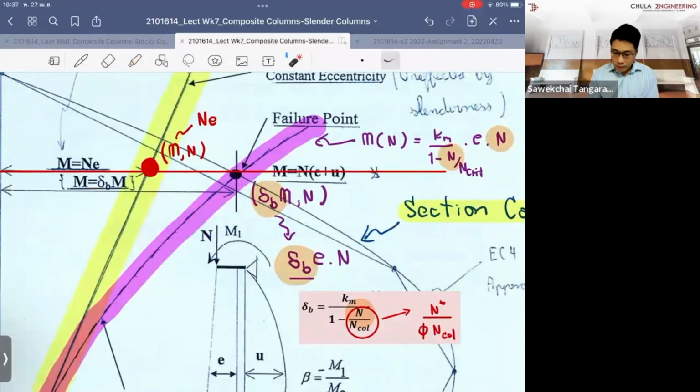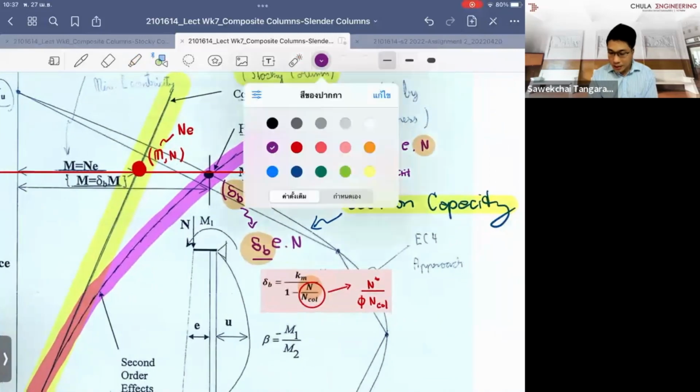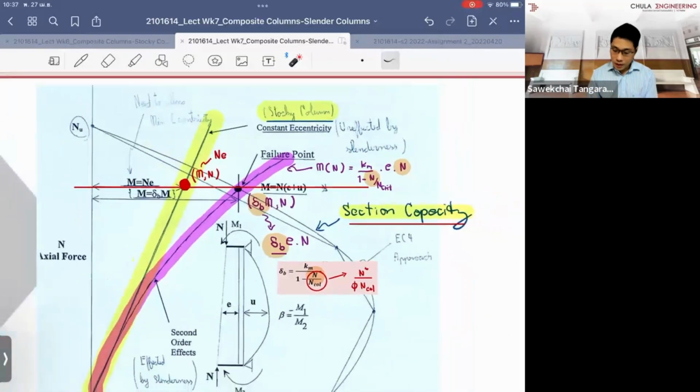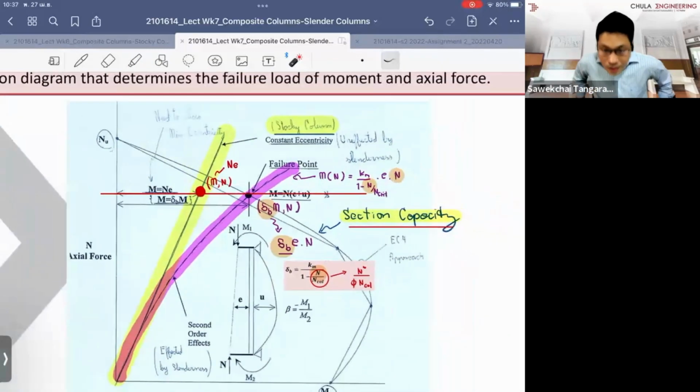right? And when we do the design, we just check whether, when you magnify the bending moment with the delta B, it still satisfies the section capacity or it doesn't. If it already satisfies the section capacity, it's good. Then the design is okay. But if it sits above, you have two choices: either you increase the size of the column or you increase the strength. This is the concept of the design. So it's a very, very well simplified method.